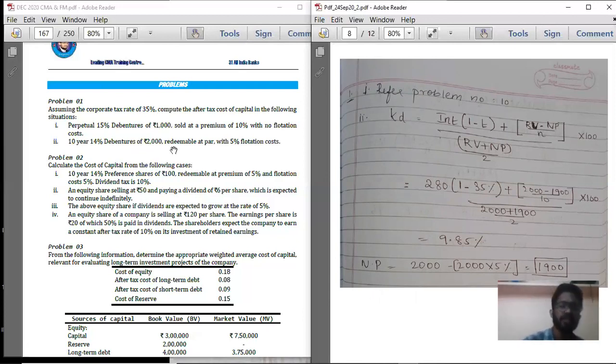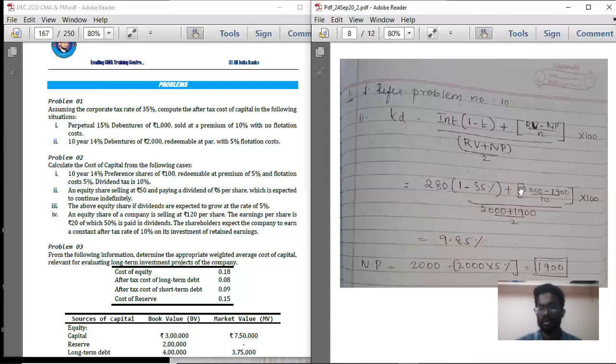So what is the redemption value? Redeemable at par they have given. At par is nothing but at the same value. At premium means at a premium, more value. Like 2000 rupees redeemable at 10% means at 10% more value. 2000 rupees redeemable at a discount means at less value. Here they have given redeemable at par, that is at the same value. So redemption value is 2000.